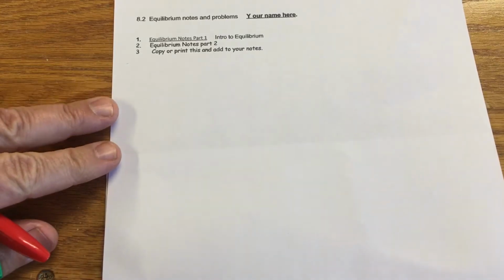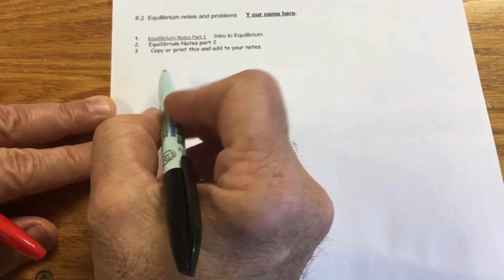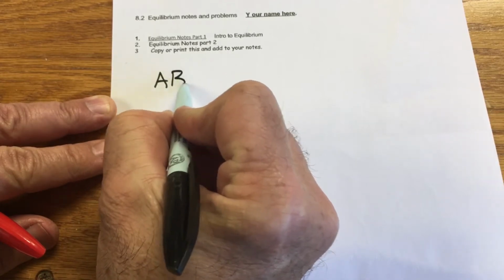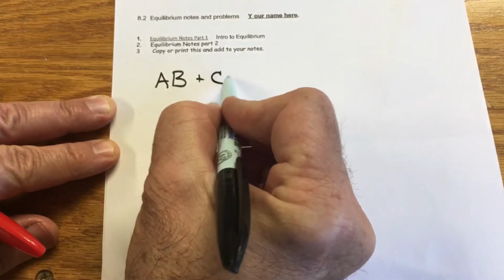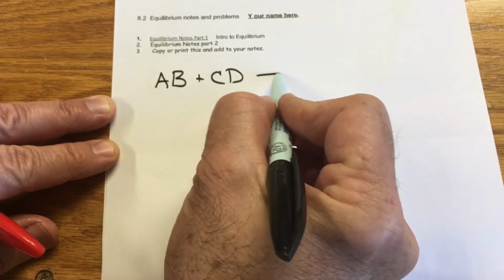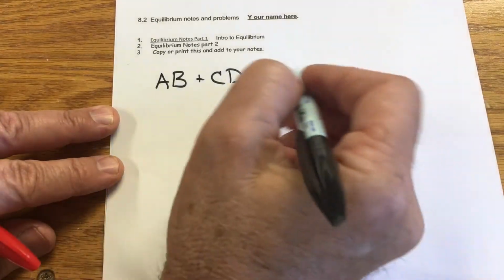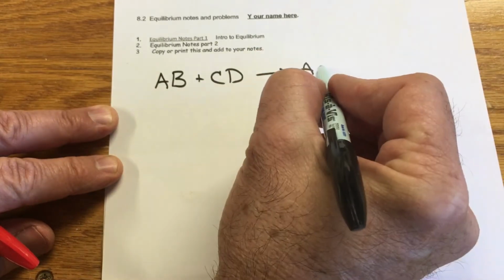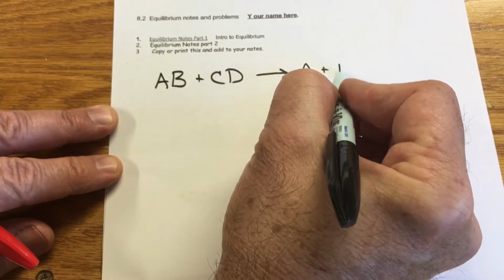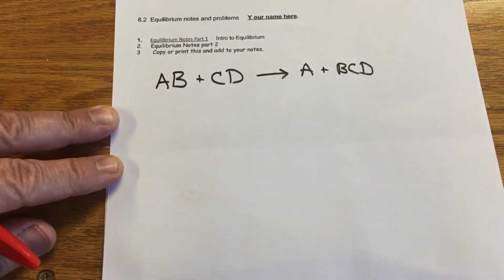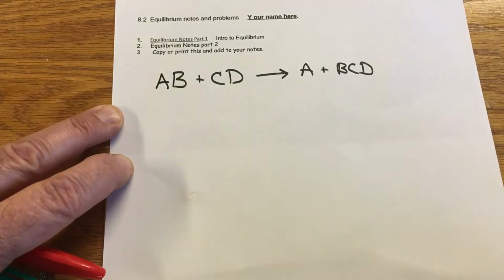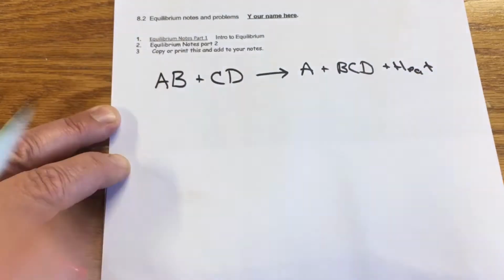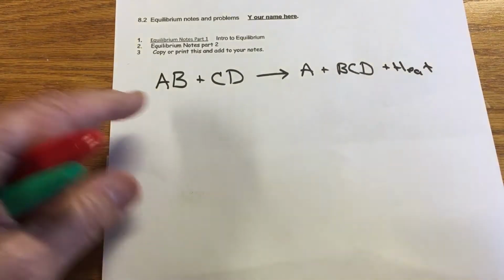Continuing on with equilibrium. So let's say we've got an equation. I'm just going to use chemical AB plus CD, and it changes into, let's say, chemical A plus B, C, D. Okay, keep that easy. And let's also say it gives off some heat. So here, these are our reactants over here.